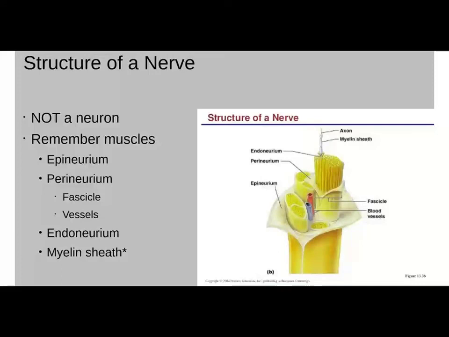Now, in between the fascicles, that's where we find our blood vessels. Nerves are relatively large, so they need their blood supply, and that's found in between the fascicles.